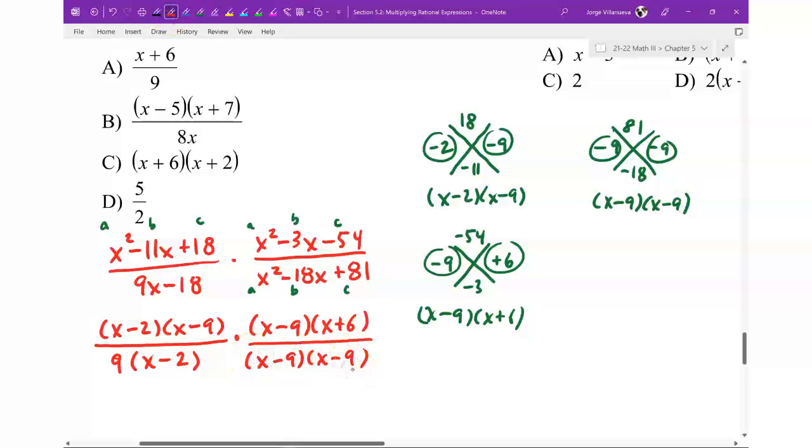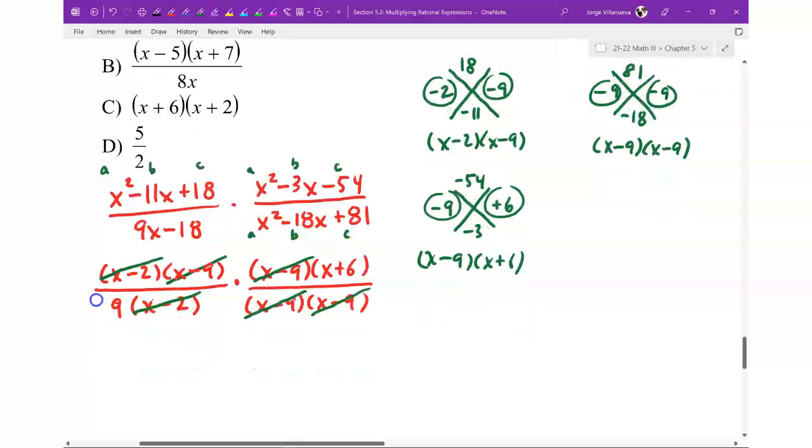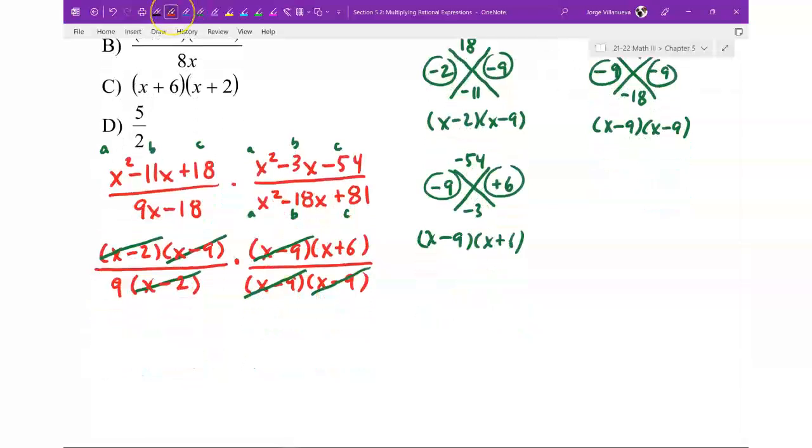Okay. So here's where you're happy because you're like, good, I factored everything. Now let's just get rid of stuff. So what can I get rid of? X minus 9. Notice this one can cancel with that one, and this one can cancel with that one. What else can I get rid of? X minus 2. Perfect. Is there anything else I can get rid of that's pretty obvious or no? I don't see anything, right?